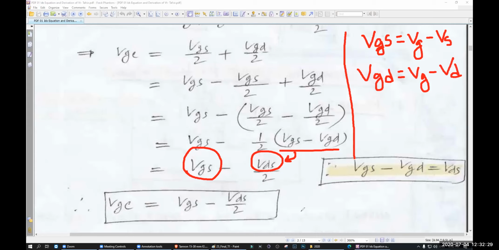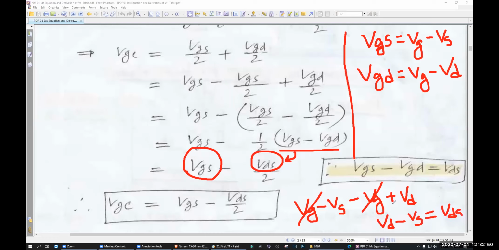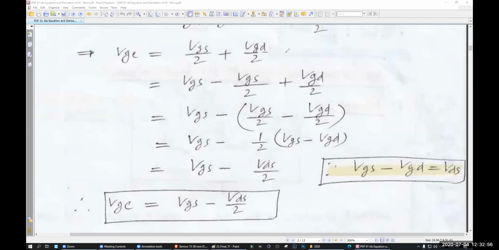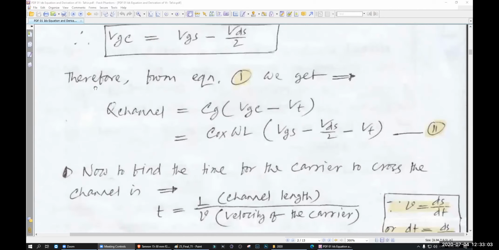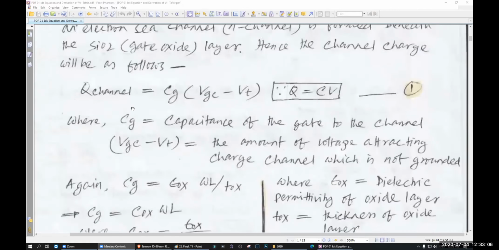Now what will be VGS minus VGD? VGS is equal to VG minus VS, minus VGD, which is VG minus VD, so minus minus gives plus VD. So VG is gone, and you have VD minus VS. So VD minus VS will be VDS. বুঝতে পারছো কিভাবে আসছে এটা? Okay, I understood. So your VGC is equal to VGS minus VDS by 2. That's done. Now let's get back to that previous formula.